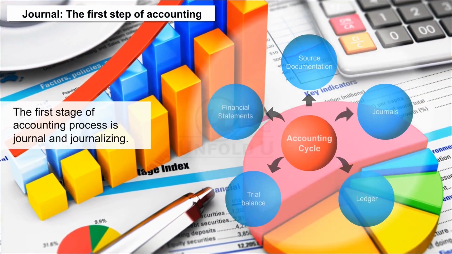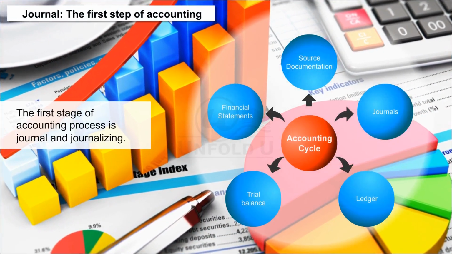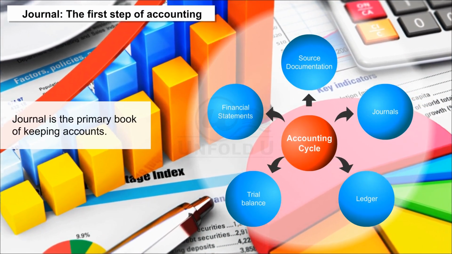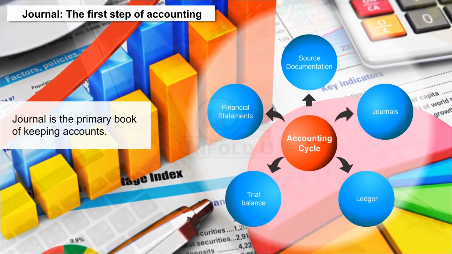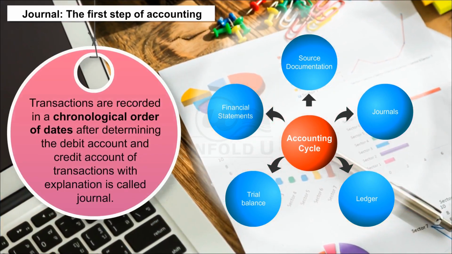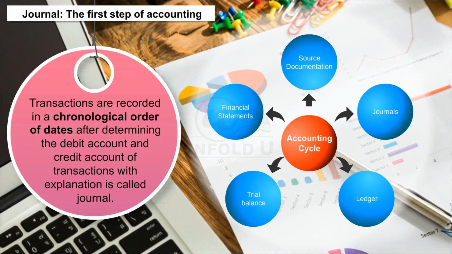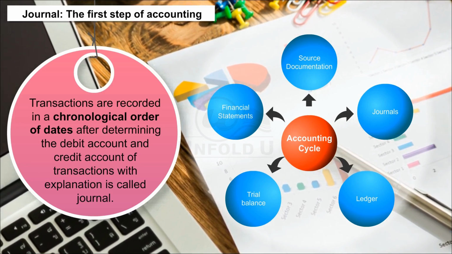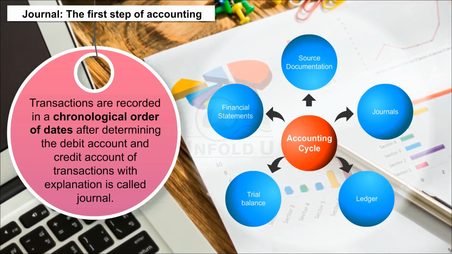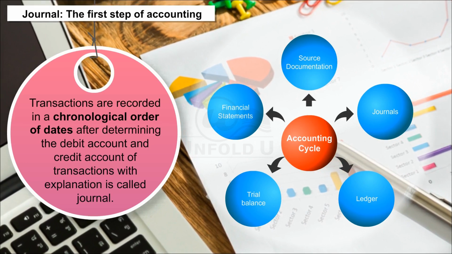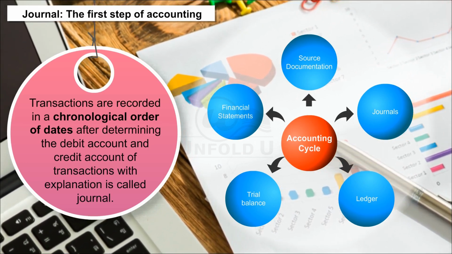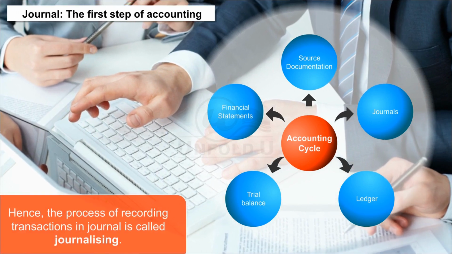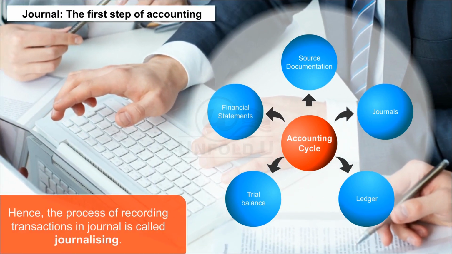Journal: the first step of accounting. The first stage of the accounting process is journal and journalizing. Journal is the primary book of keeping accounts. The book wherein the transactions are recorded in chronological order of dates after determining the debit account and credit account of transactions, with explanation, is called a journal. Hence, the process of recording transactions in a journal is called journalizing.